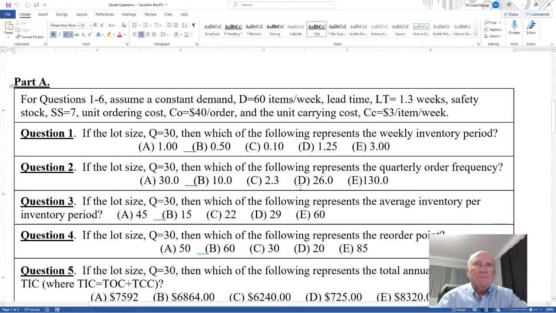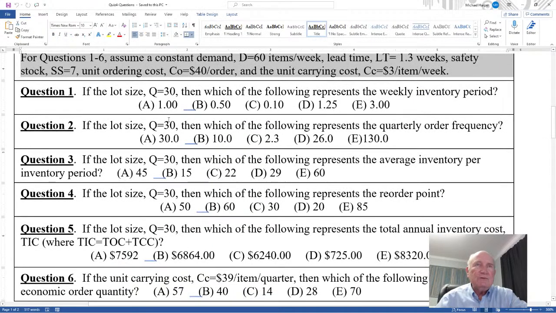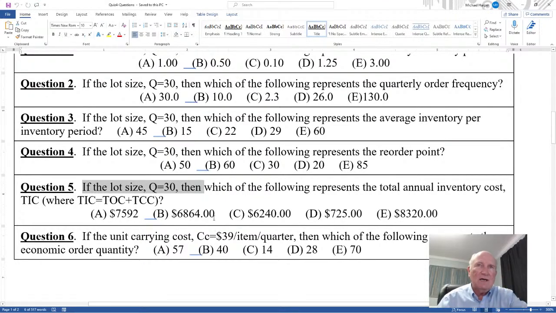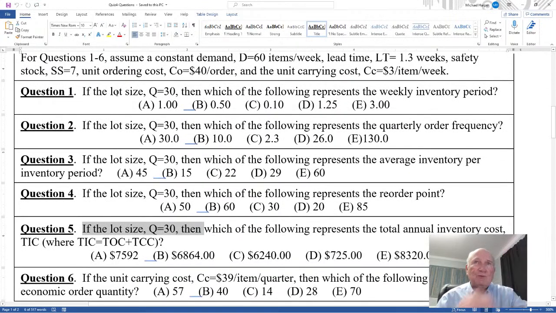Okay, part A. So first of all, I give the same amount of information here. Assume a constant demand of 60 items a week, lead time of 1.3 weeks, safety stock, unit ordering cost, and carrying cost. And then I go through 6 different questions just to get used to moving back and forth between the relationships. And so let's kind of set these up a little bit. And notice each one of these, the lot size is 30, and then 6 is not. Okay, so I'm giving 30 for each one. So Q is going to be on each one of these.